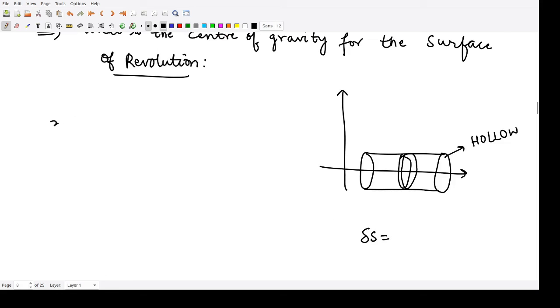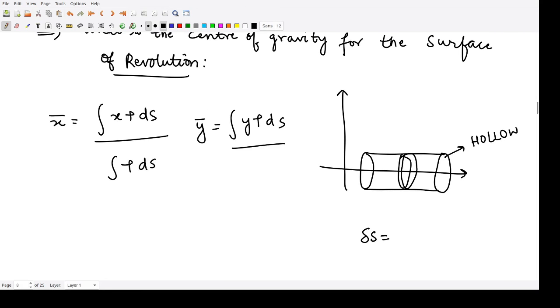So for that, the general coordinates would be the integration of x rho ds divided by the total rho ds, and the y coordinate would simply be the integration of y rho ds divided by the integration of rho ds. The summation of all the masses in the y coordinates divided by this total mass, right? Sorry, here it should be integration rho ds. Yes, these are the general coordinates.